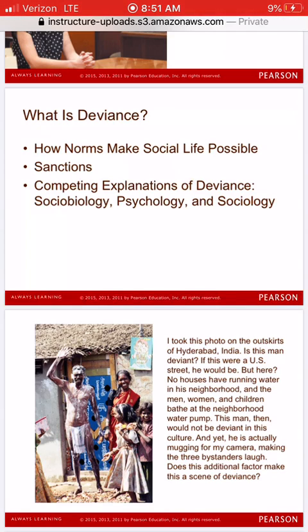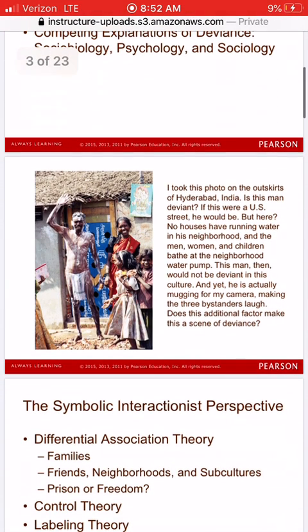We had begun to talk a little bit about explanations of deviance, the sociobiology piece, the psychology and the sociology piece of it. We know that each one of those has different perspectives on why people might violate certain norms, and biological explanations focus on genetic predispositions. So this is really important for us. I wanted to give you guys some visuals as far as certain images.